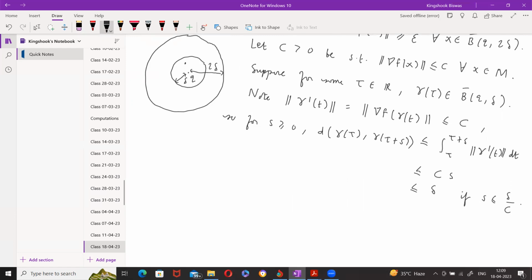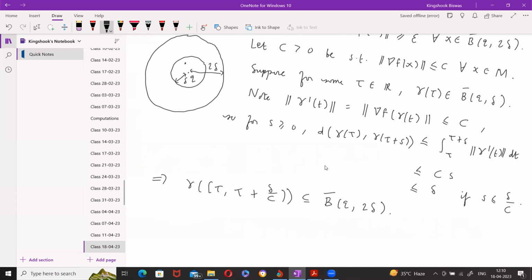Yes, so that means that gamma of the interval from tau to tau plus delta over c will be contained inside the closed ball of radius 2 delta around q, right? By the triangle inequality, plus 2 delta. Okay. So what does that mean?